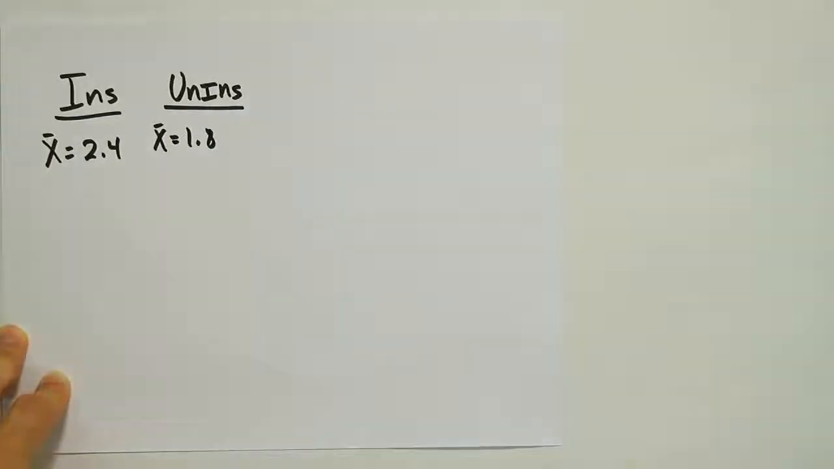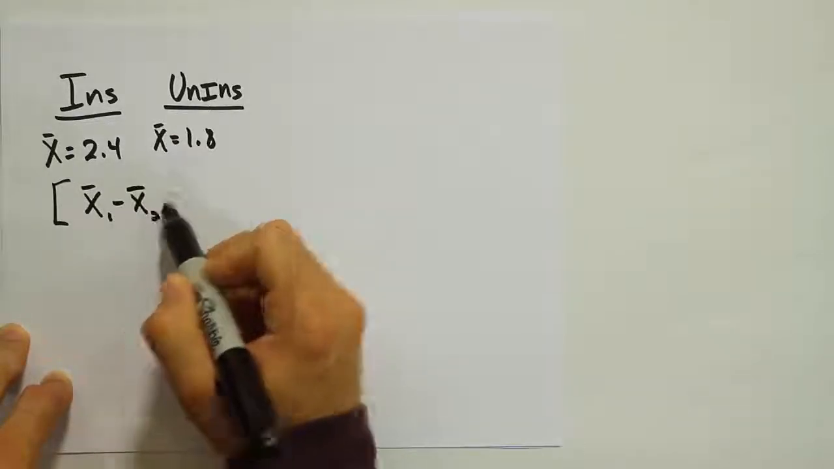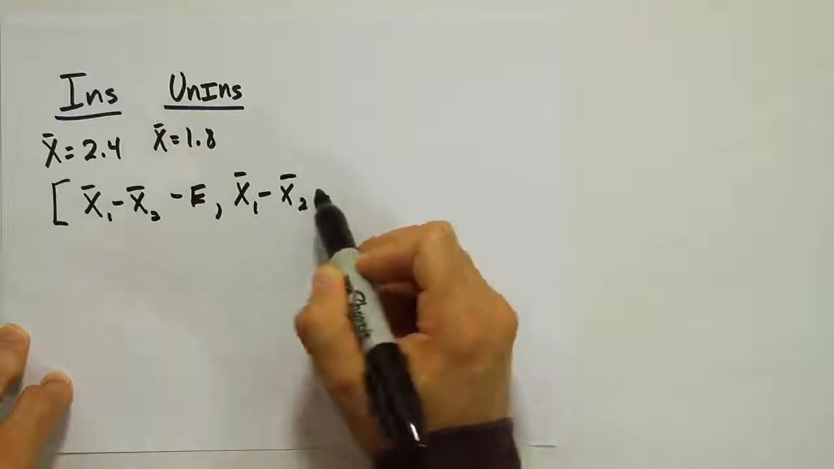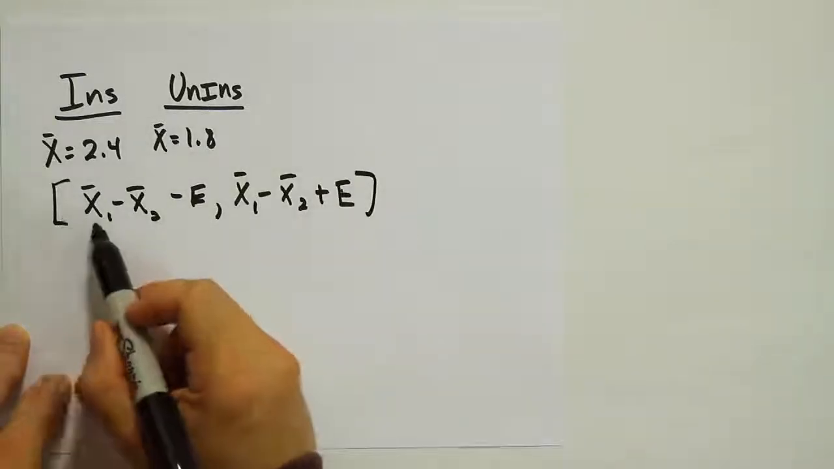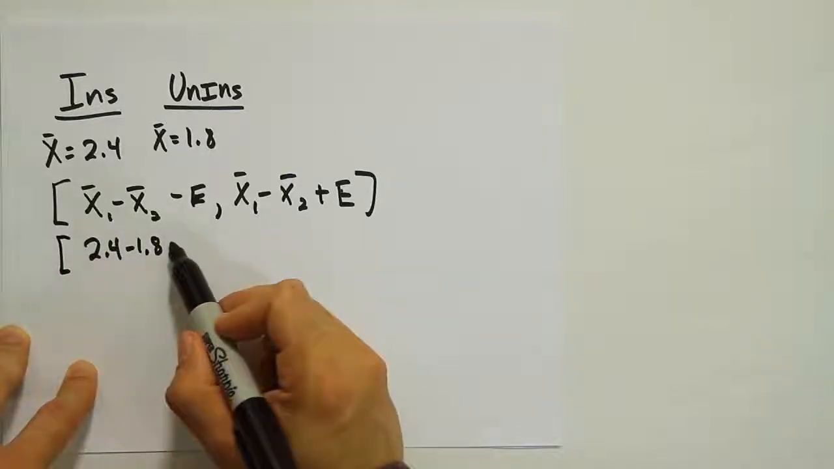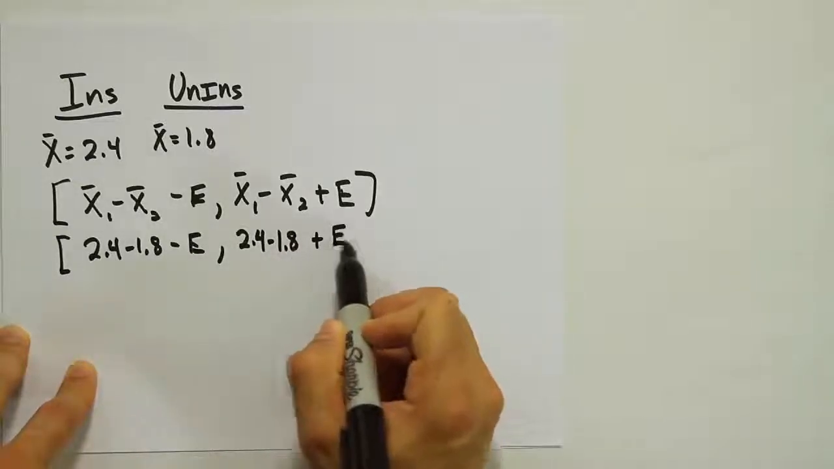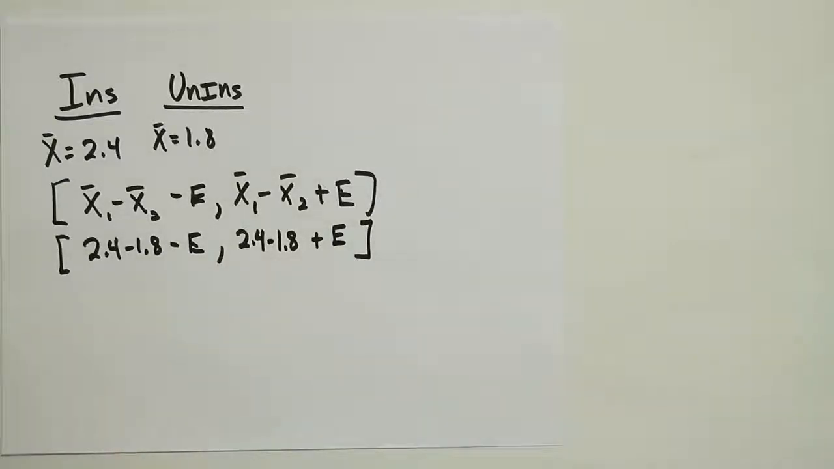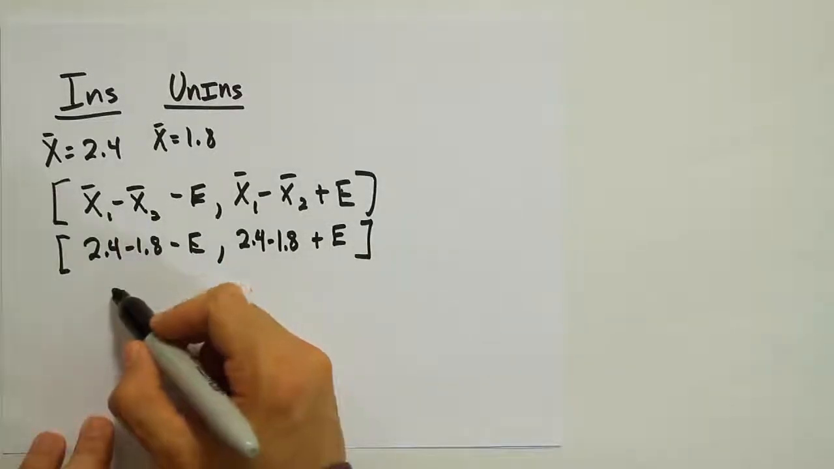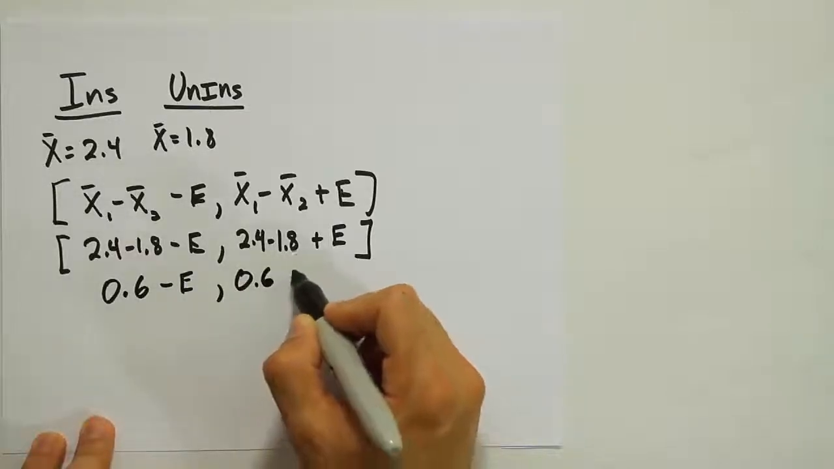Okay, so what we have to do then is to fill in the following interval. We have to do x bar 1 minus x bar 2 minus the error, then x bar 1 minus x bar 2 plus the error. Okay, so the difference here is going to be 2.4 minus 1.8, right? Minus the error, comma, 2.4 minus 1.8 plus the error. All right, so now the next step to the problem is to go ahead and do this subtraction. You're going to need an answer, of course, of 0.6, so 0.6 minus the error, and then 0.6 plus the error.